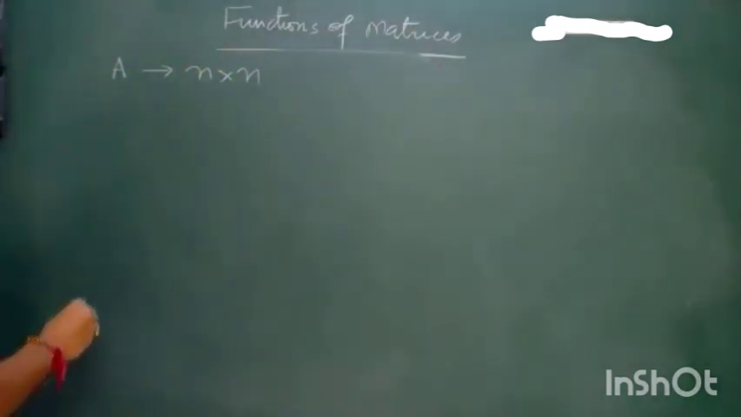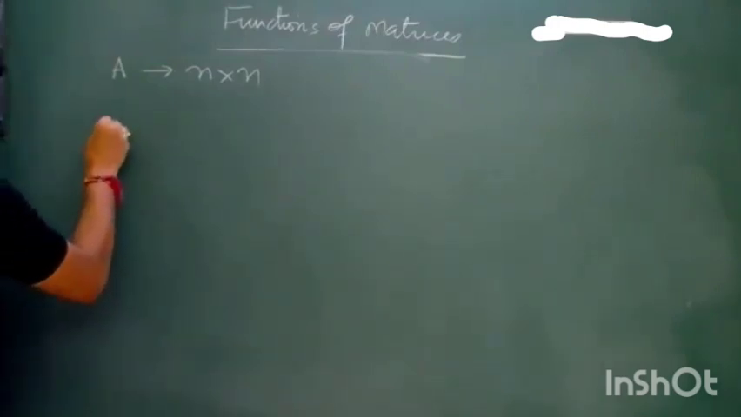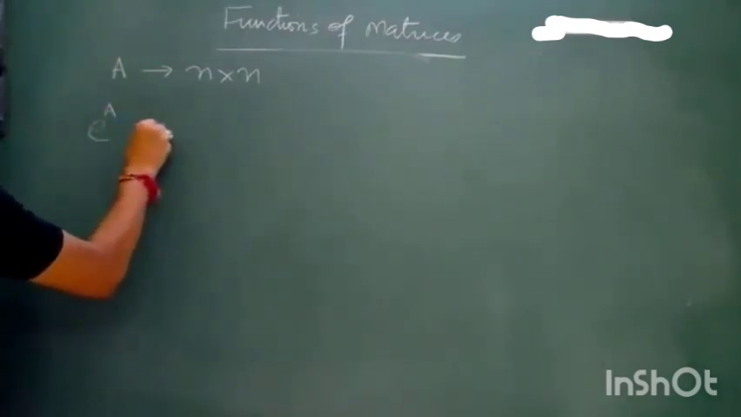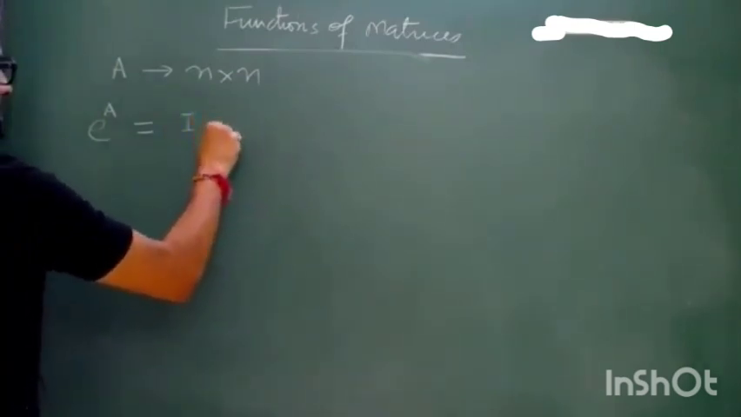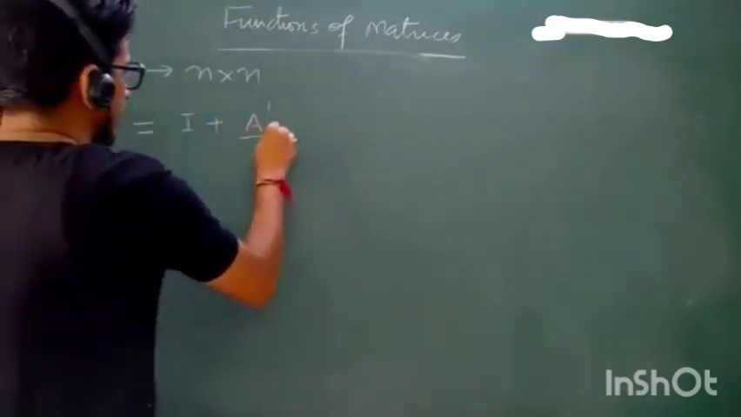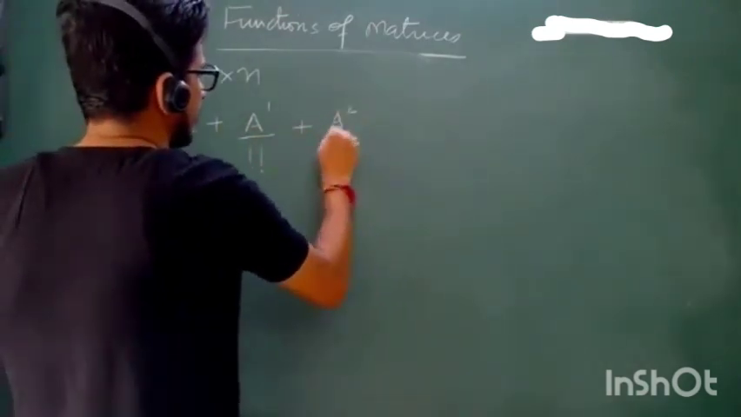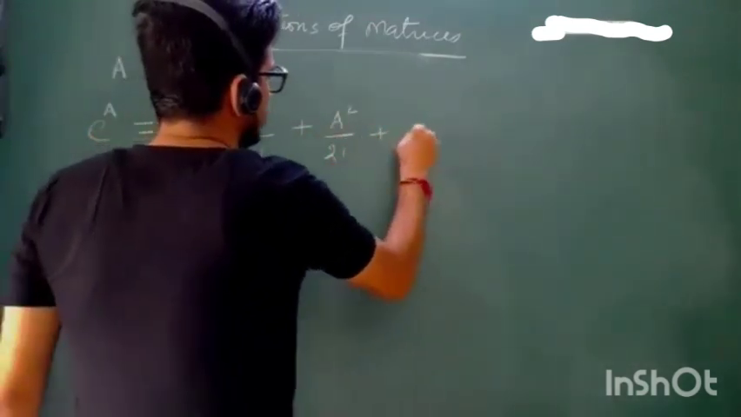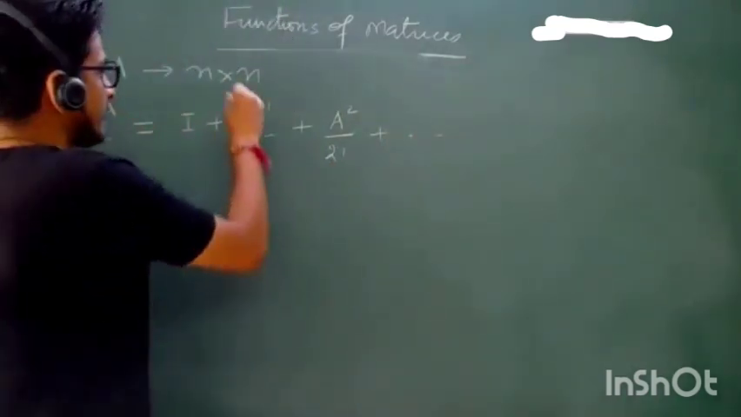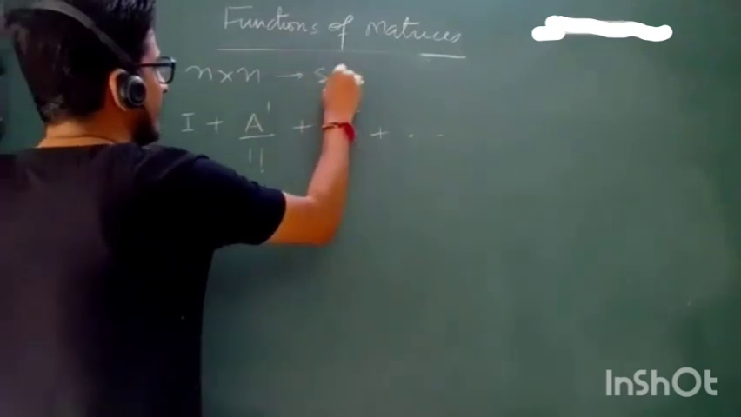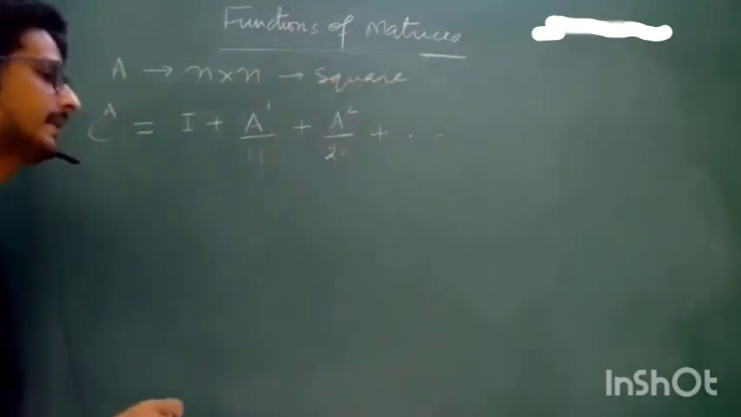So I can write these matrices as a power series also. For example, e to the power A can be written as I plus A to the power 1 by 1 factorial plus A square over 2 factorial plus dash dash dash. Yes, this you know already. And please remember, A can only be a square matrix. Otherwise, these things will not work because, you know, dimensionally they will become incorrect.